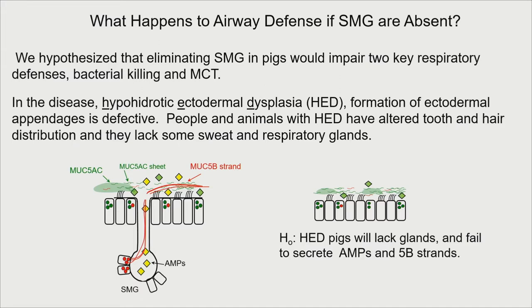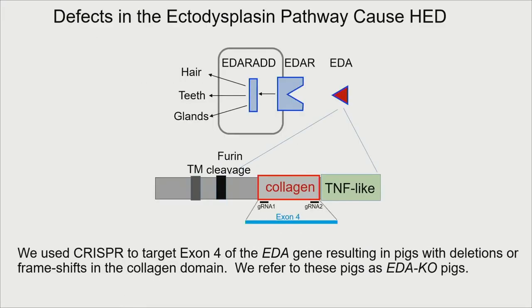So we hypothesized that if we could eliminate submucosal glands in pigs, we would impair two key respiratory defenses, bacterial killing and mucociliary transport. There is a disease, hypohidrotic ectodermal dysplasia, or HED, where the formation of ectodermal appendages is defective. People and animals with this disease have altered tooth and hair distribution, and they lack some sweat and respiratory glands. And so here, I'm showing you that diagram I showed earlier of a wild-type airway with both surface epithelia and submucosal glands. In an HED animal, there is only surface epithelia. So our hypothesis is that if we make an HED pig, it will lack glands and fail to secrete antimicrobial peptides and 5B strands.